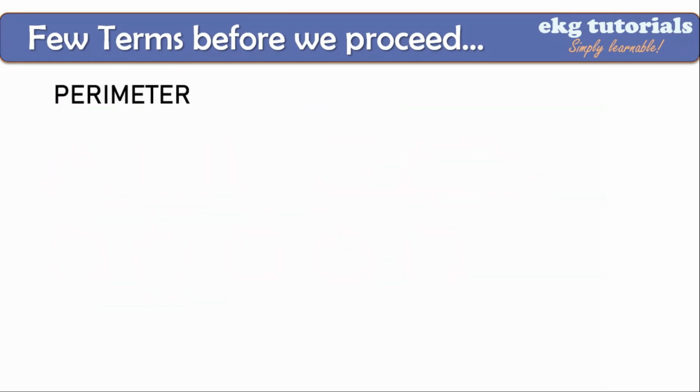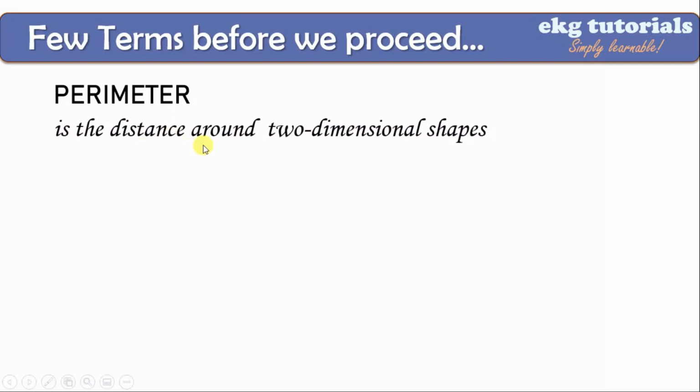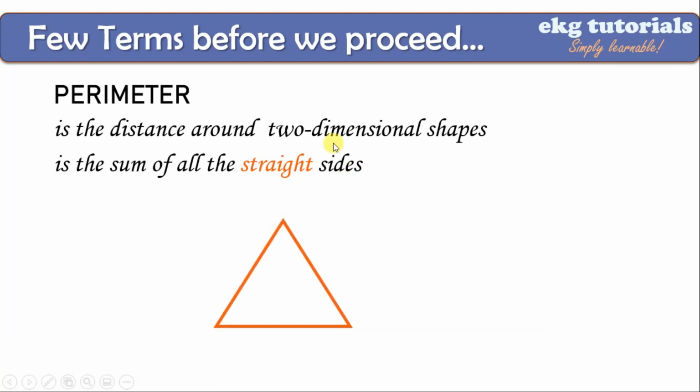Now, let's talk about perimeter. Perimeter is defined as the distance around two-dimensional shapes. Another definition is, it is the sum of all the straight sides. So if we have this triangle here, to solve for the value of the perimeter, since it is the distance around a two-dimensional shape, in this case a triangle, we just add or take the sum nitong tatlong sides na ito.